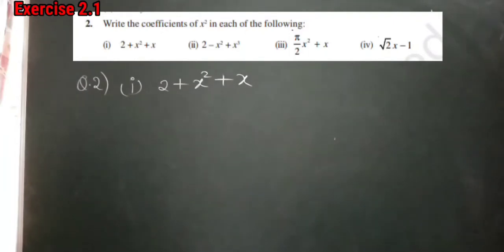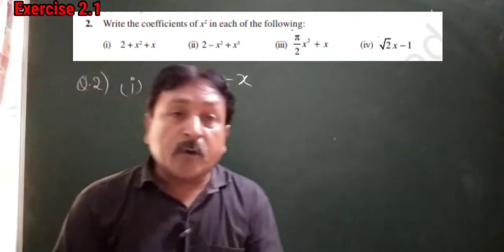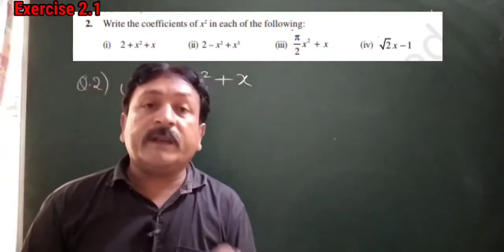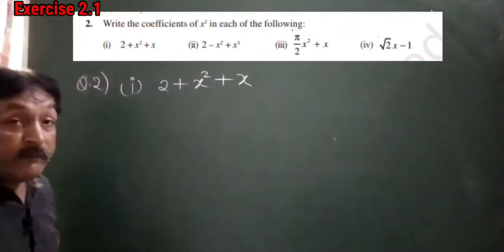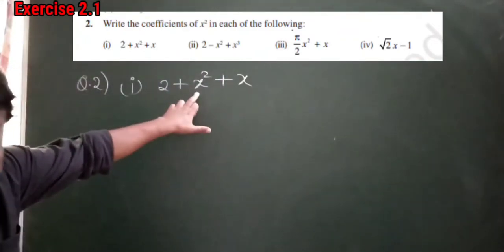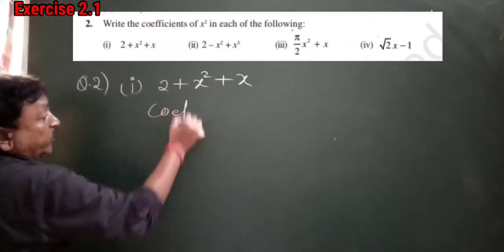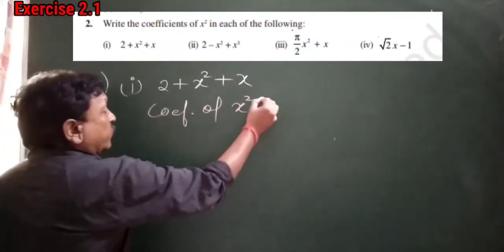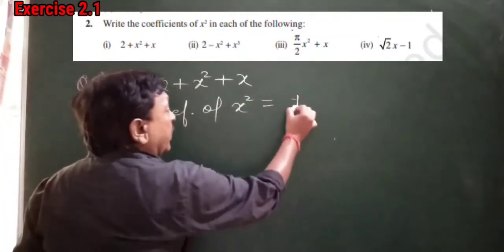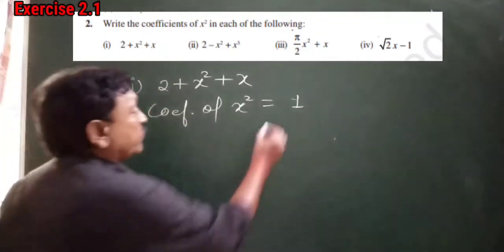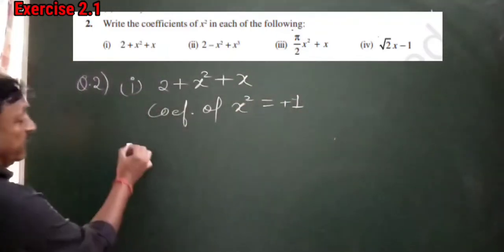Now students, see question number 2 on the board. It says write the coefficients of x square in each of the following. We all know coefficient, I had explained this also. Coefficient means the multiple of the variable, and it is always taken with its sign. So in this question we have to write down the coefficient of x square, with sign. If nothing is written, it means it is 1, and the sign is positive, so the answer is plus 1.